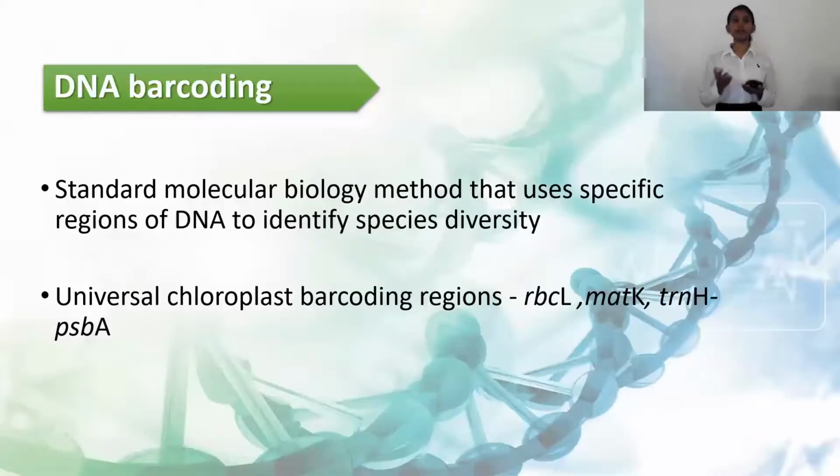For that, we can use DNA barcoding. It's a standard molecular biology method that uses specific regions of DNA to identify species diversity. The most commonly used universal chloroplast barcoding regions are rbcL, matK, and trnH-psbA.